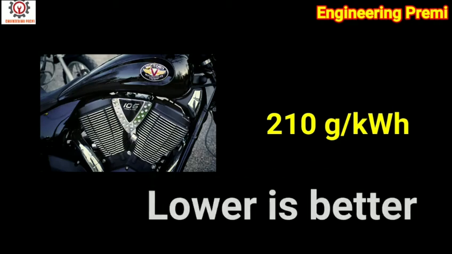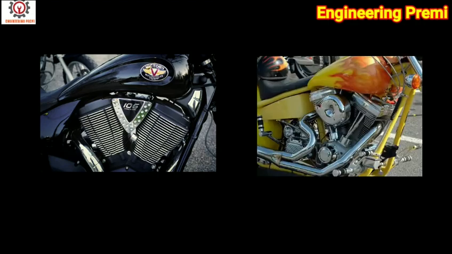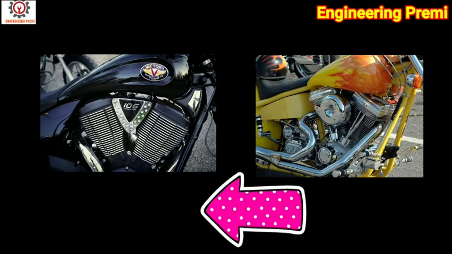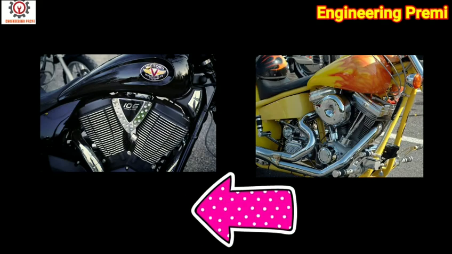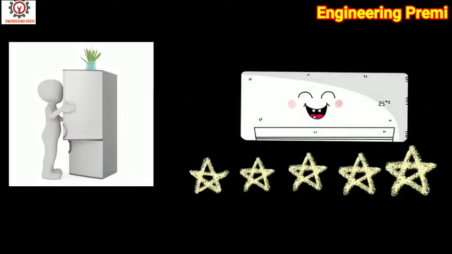The lower the value, the better it is. Friends, the engine which has 200 gram per kilowatt hour is better than the one with 210 gram per kilowatt hour, because for every kilowatt hour, 10 grams less fuel is consumed. This can be understood from the refrigerator, which means less power consumption.